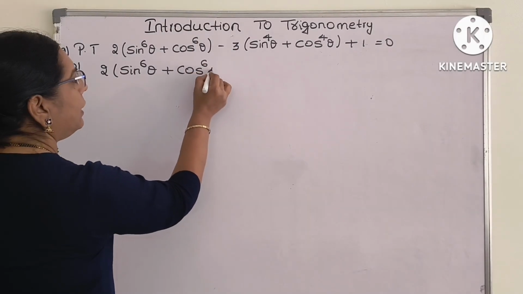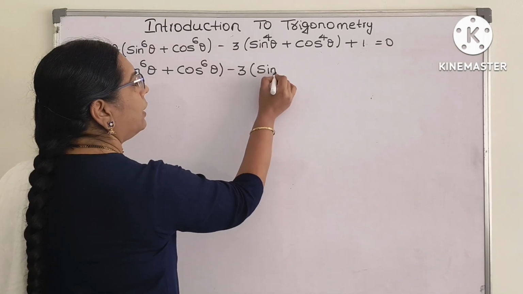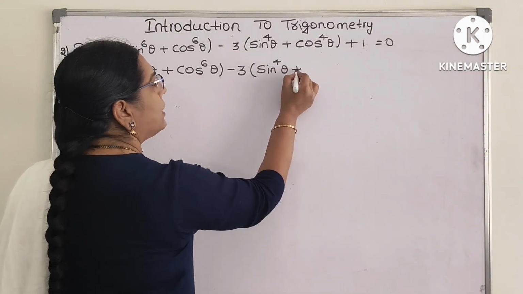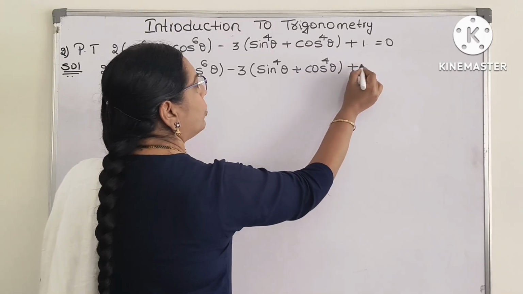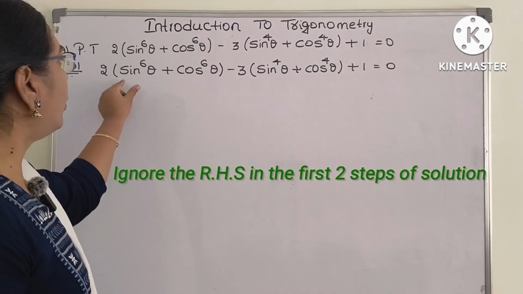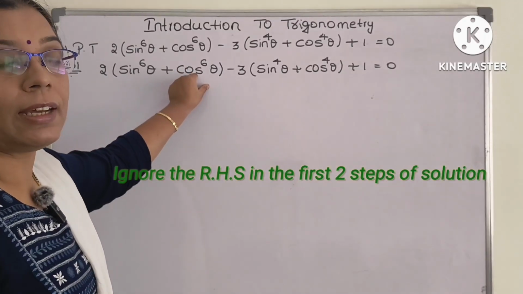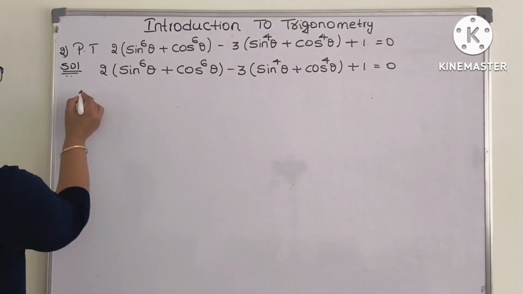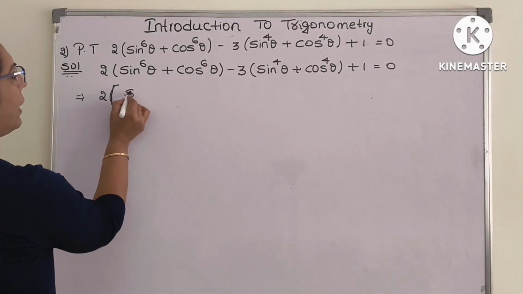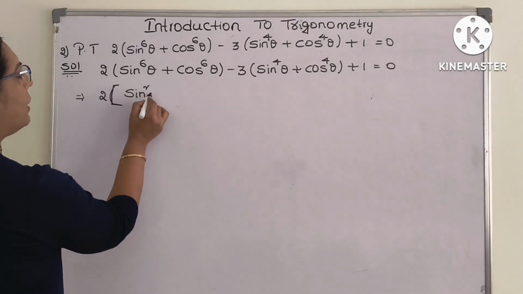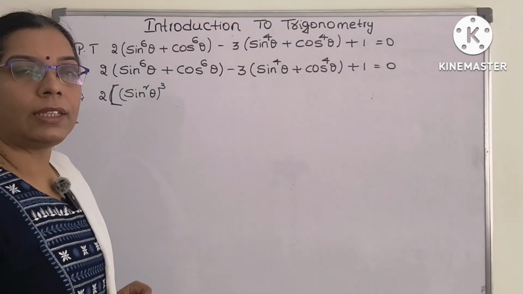cos power 6 theta minus 3 sin power 4 theta plus cos power 4 theta plus 1 is equal to 0. Now write sin power 6 theta plus cos power 6 theta as cubes, which means I will keep the square brackets. I will write it as sin square theta whole cube.